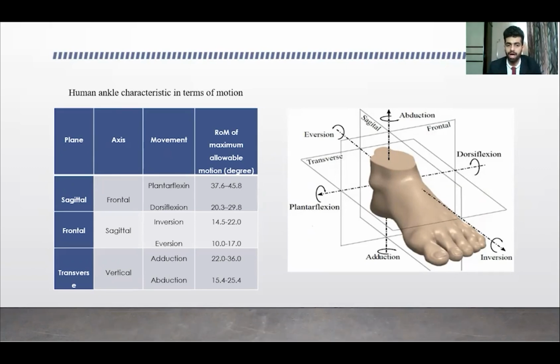But my topic is more related to the first plane, as I'm going to design a system that has 1 degree of freedom to allow the motion in plantar flexion and dorsiflexion. As I said earlier, we are designing a system that can assist the dorsiflexion motion. So I'm more related to the first type of movement, plantar flexion and dorsiflexion. It actually has maximum allowable motion. It can eventually prevent ankle stiffness.